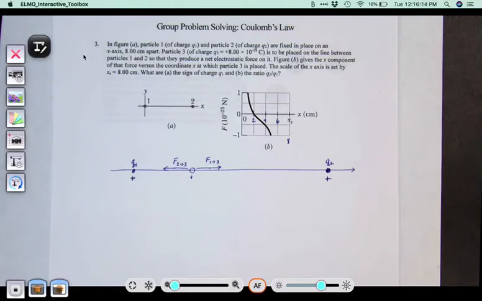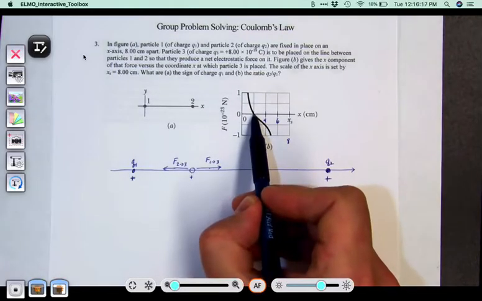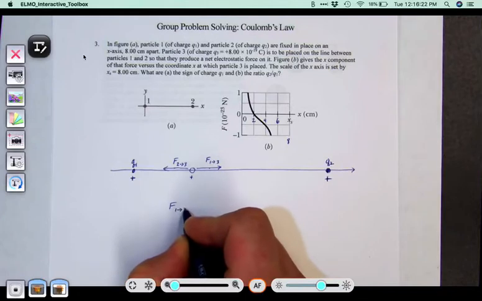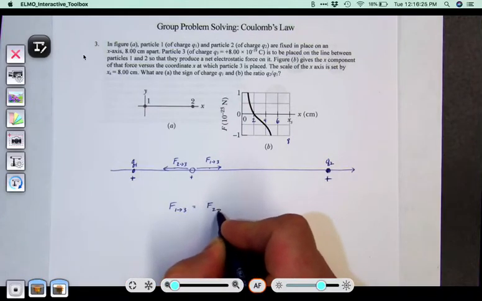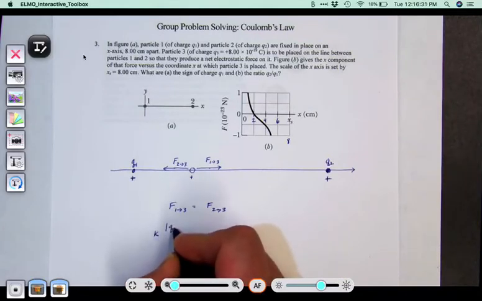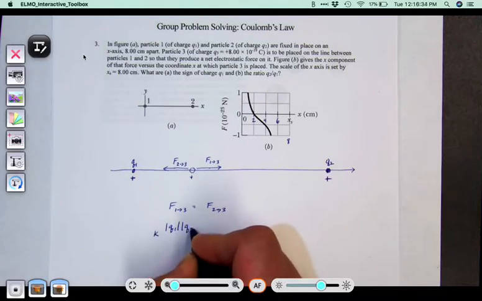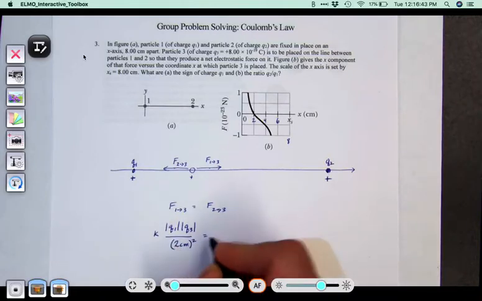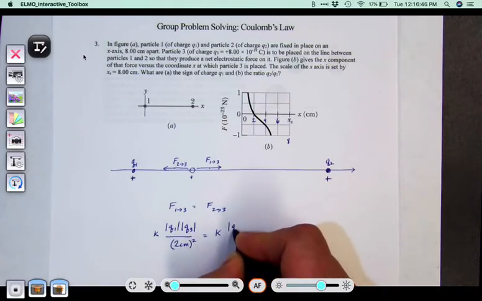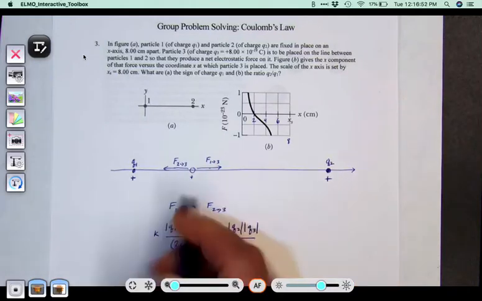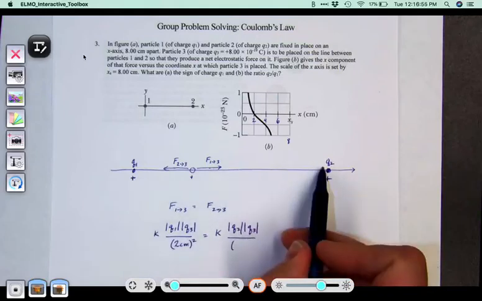How do we get the ratio of the charges? Well, let's focus on that equilibrium point where the forces are balanced. So at that point, we can say that the force that 1 puts on 3 is equal in magnitude to the force that 2 puts on 3. So let's use our Coulomb's law. K times the magnitude of charge Q1 times the magnitude of charge Q3 over the distance, well, that's 2 centimeters squared, equals K times the magnitude of charge Q2 times the magnitude of charge Q3 over the distance. And if this is 2 centimeters, this must be 6 centimeters.